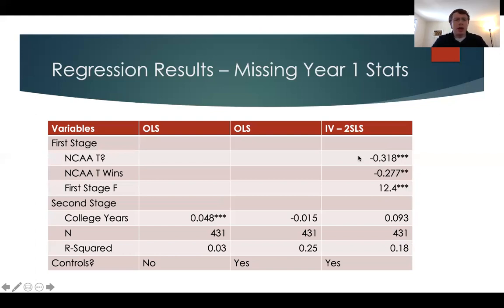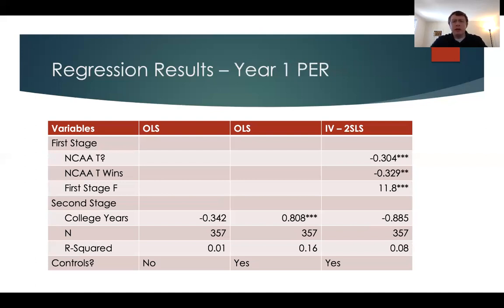And the interpretation here is that making the NCAA tournament decreases the number of years played in college by about 0.3, and each additional win decreases years played in college by just under 0.3. So, if you've got a player whose team made the tournament and won 3 games, winning 3 games would put you in the Elite 8. That would shave 1 year off the expected time spent in college. And then if we look at the second stage results, years spent in college does not have a statistically significant impact on whether or not the player made the roster in year one.